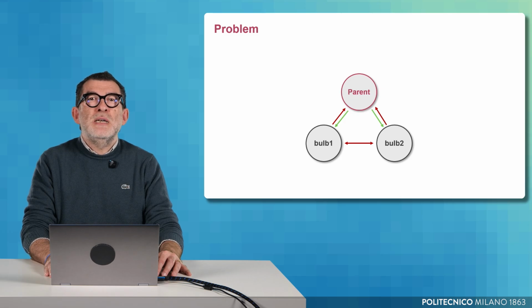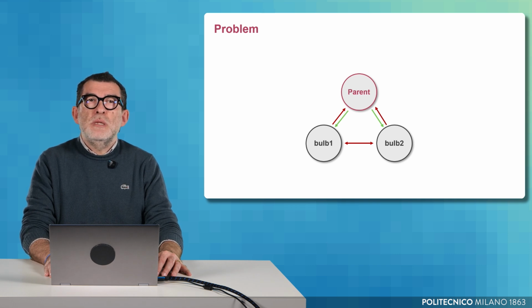Furthermore, the two bulbs are not aware of the parent that created them. They simply exist in the widget tree, but they do not know who instantiated them. For this reason, a child widget cannot directly call methods on its parent.